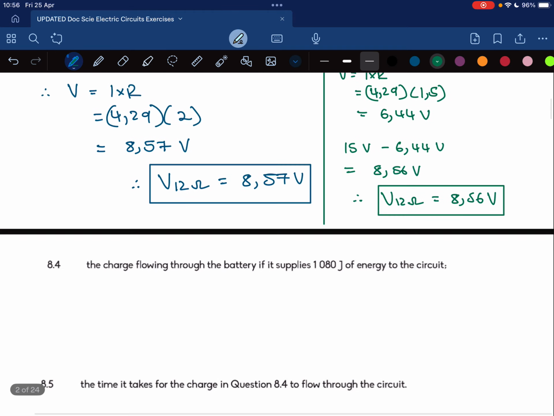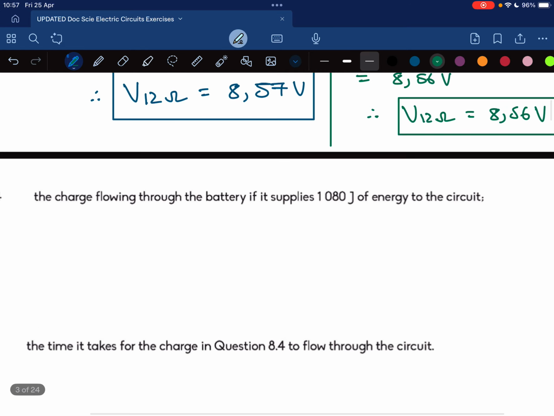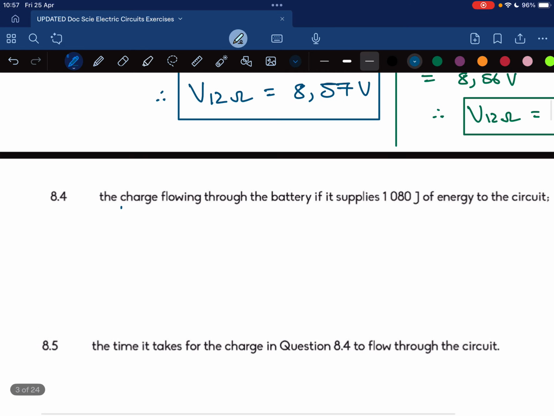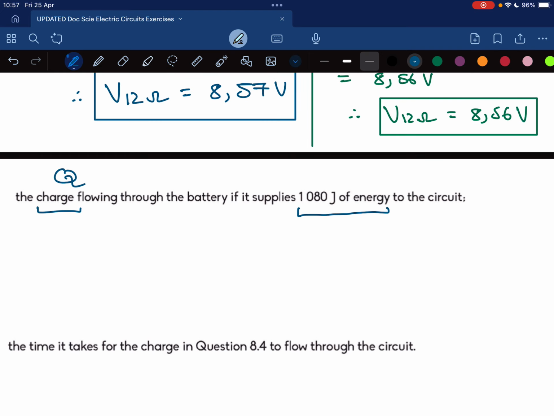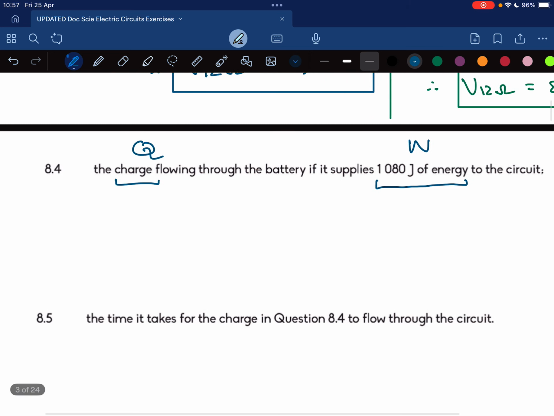Okay, so 8.4 now says the charge flowing through the battery if it supplies 1080 joules of energy. So again, it's talking about charge, which is Q, and it gives you energy, which is W. So it wants to know the charge flowing through the battery. Now charge is in two equations, right? It's in the current and the voltage, but because they give work, I'm going to start with the voltage equation.